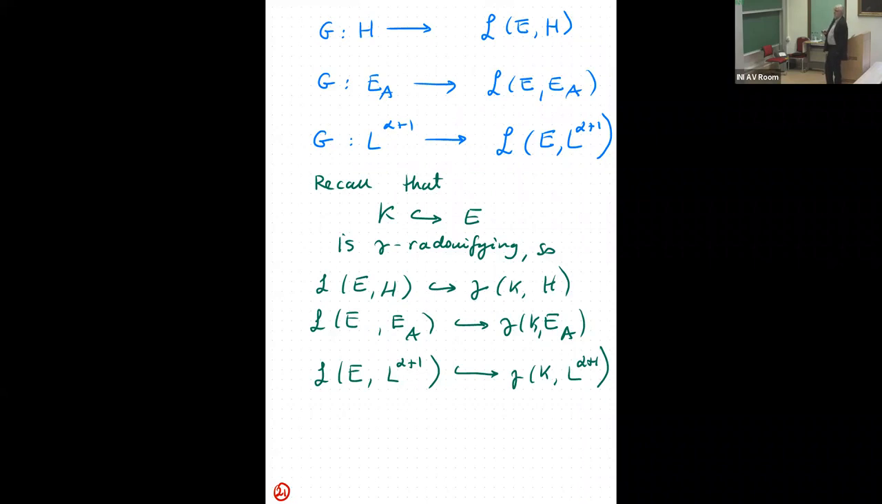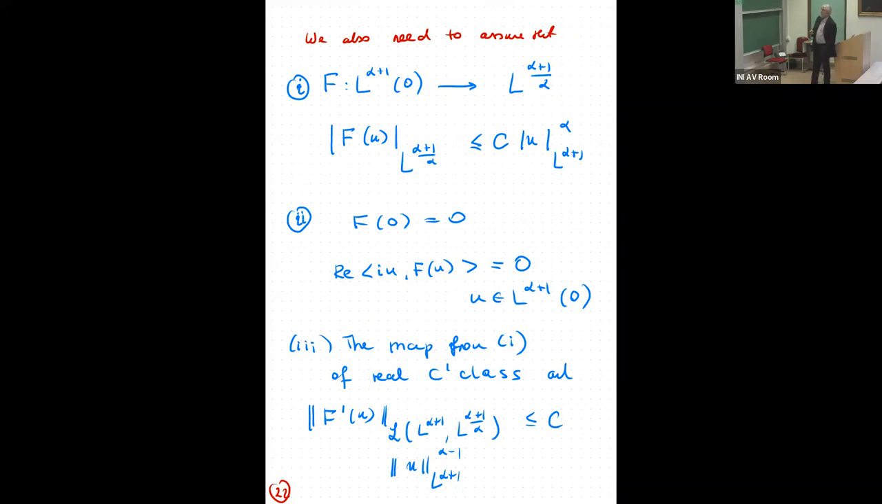So if you remember, the space E is chosen in such a way that the embedding from K to E is gamma radonifying. In the first two cases, it implies that this space is embedded into gamma radonifying, so Hilbert-Schmidt. So it would mean that our operator G maps H into Hilbert-Schmidt operators, but in the last case, it maps this Banach space, the Lebesgue space L alpha plus 1, into gamma radonifying operators from K into L alpha plus 1. However, this is the weakest statement. We need to assume this stronger statement in order to make sense of the correction term.